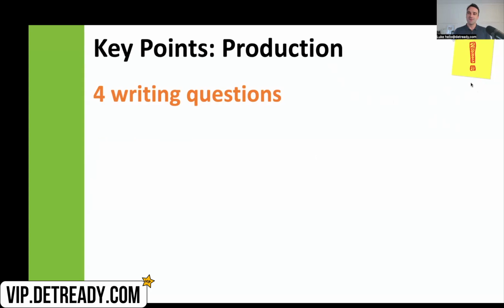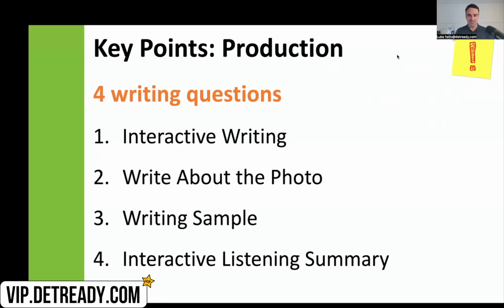Of course, some of them where you're just typing, like typing the missing word, fill in the gaps, that's not really testing your writing, that's testing your vocabulary. But there are 4 pure writing questions. We have interactive writing, which has 2 parts. Then we have write about the photo, the writing sample, and then the last part of interactive listening, which is the summary. I think it's called summarize the conversation. So these are the 4 writing questions on the Duolingo English test.